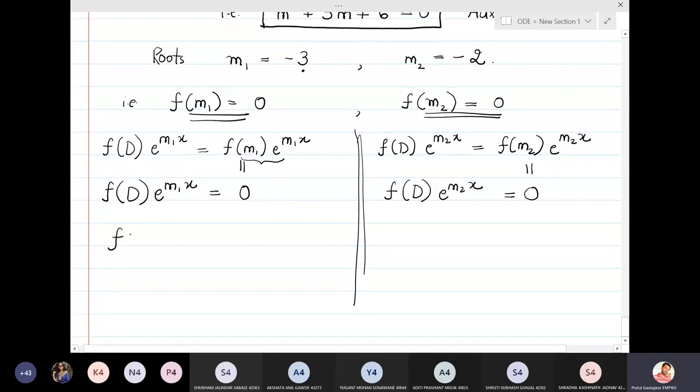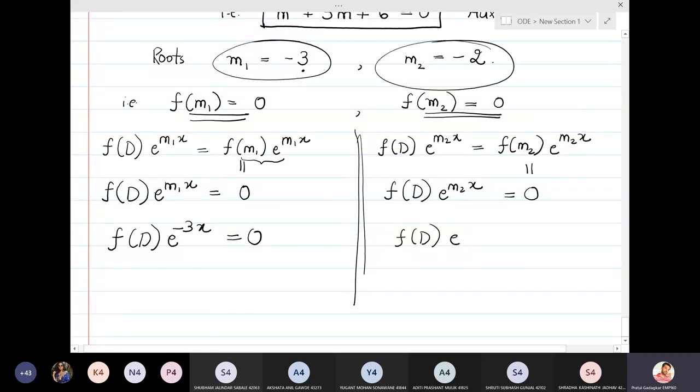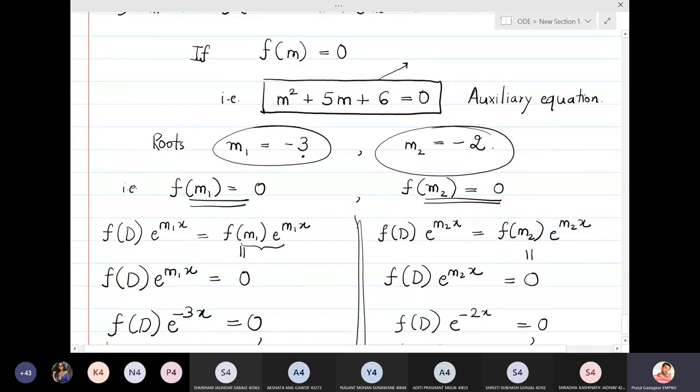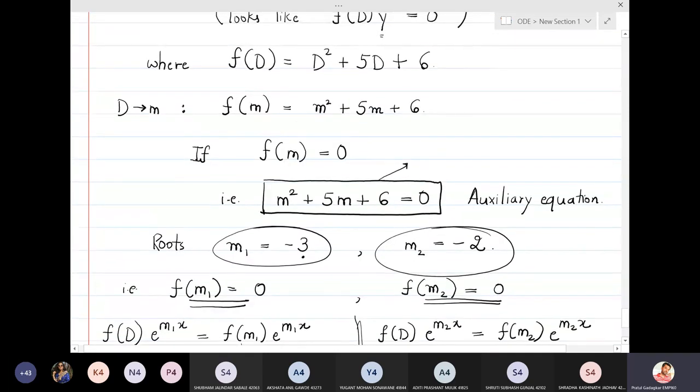What is m1? This means that f(D) e raised to -3x is equal to 0 because m1 is -3, and f(D) e raised to -2x is also equal to 0. And this means that, now look at this particular thing. What is f(D)? f(D) was D square plus 5D plus 6, right?